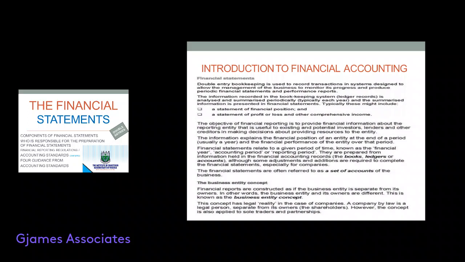Then we need to talk about the objective. Why do we record financial transactions? What is the objective of financial reporting? Basically, it is to make information, useful information for that matter, available to the end users: management, potential investors, lenders, suppliers, even governmental agencies, to make useful information available on behalf of the organization.